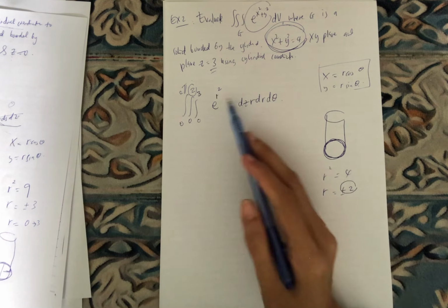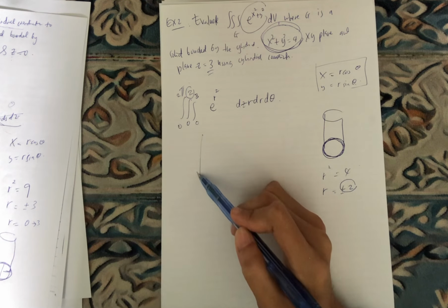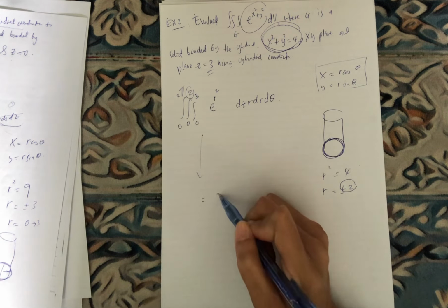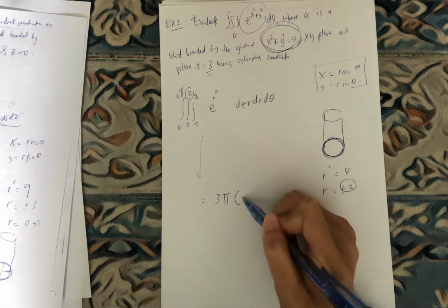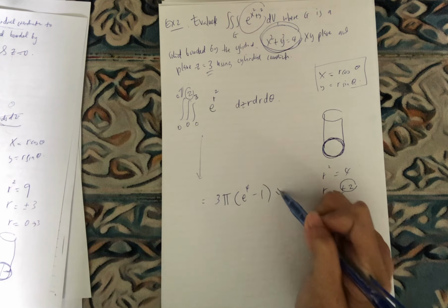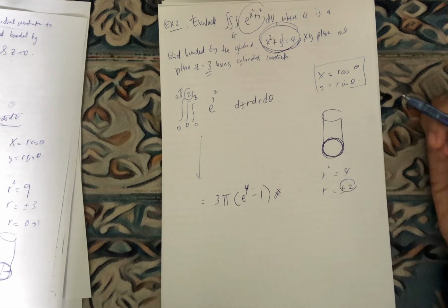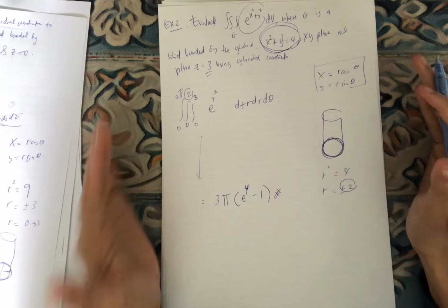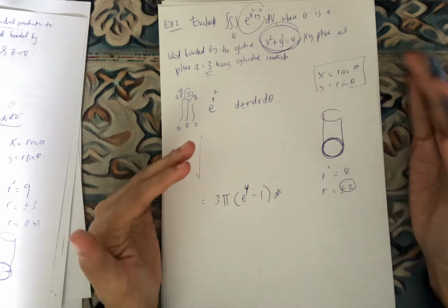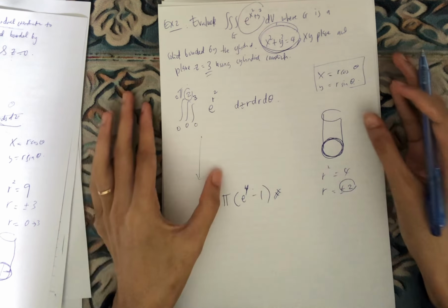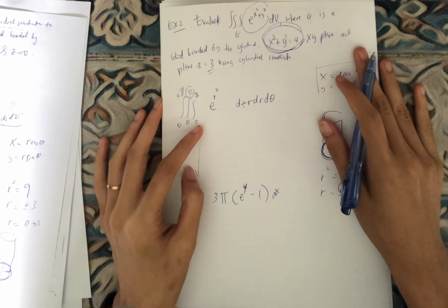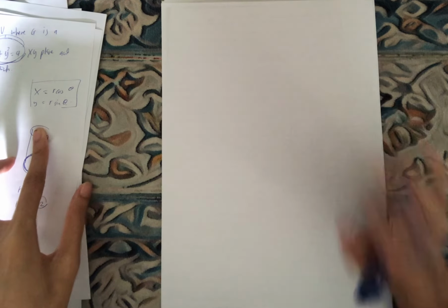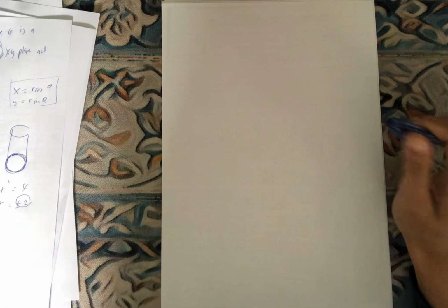Okay, so now you just proceed with your calculation. Then the final answer you should get here is 3 pi e power 4 minus 1. Okay, class. So the important part here is how you transform from Cartesian to cylindrical coordinates. Alright, I will stop here. Then I will proceed in the next video with the example of spherical coordinates.